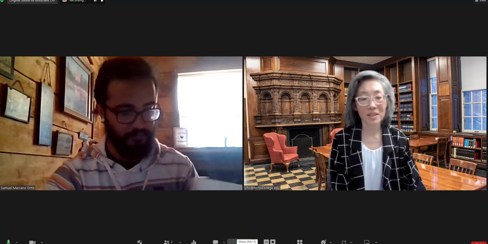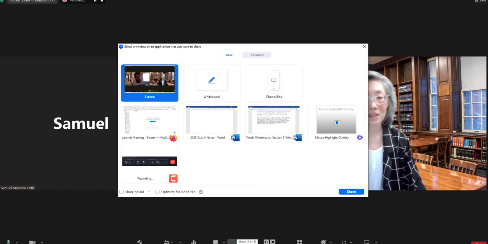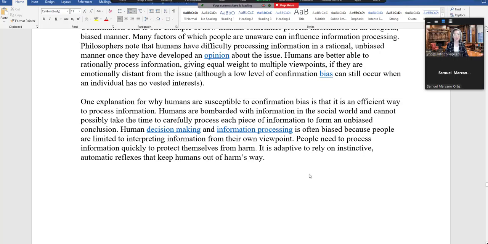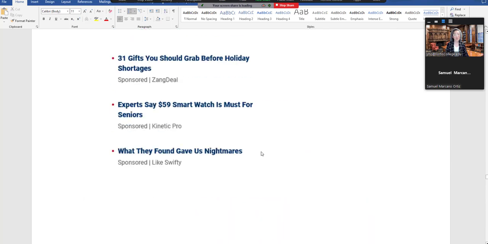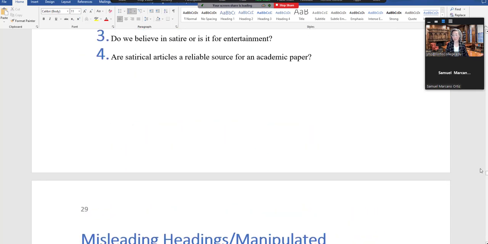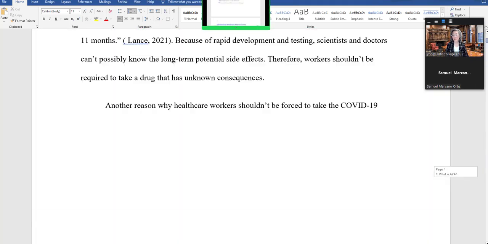So here is, let me see if I can find the week 10. Yeah, here's the week 10 instructor sheet. It should go to the very top. So I did not go to the top of the sheet.